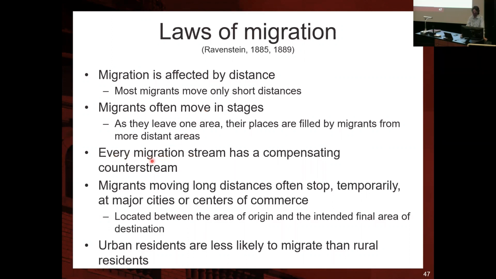Another important law of migration: every migration stream has a compensating counter stream. If we look at US history, a lot of the African American population moved from the South to northern areas, which is called the Great Migration in the US. The African American population tried to get better conditions, areas in which they would have better socioeconomic conditions.